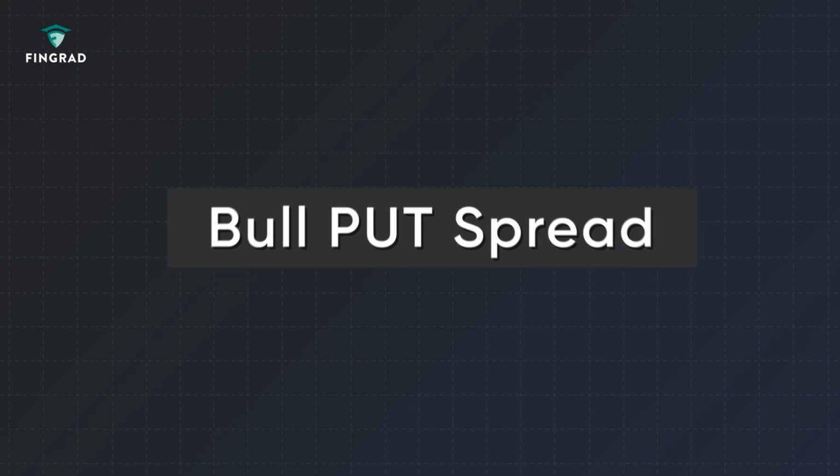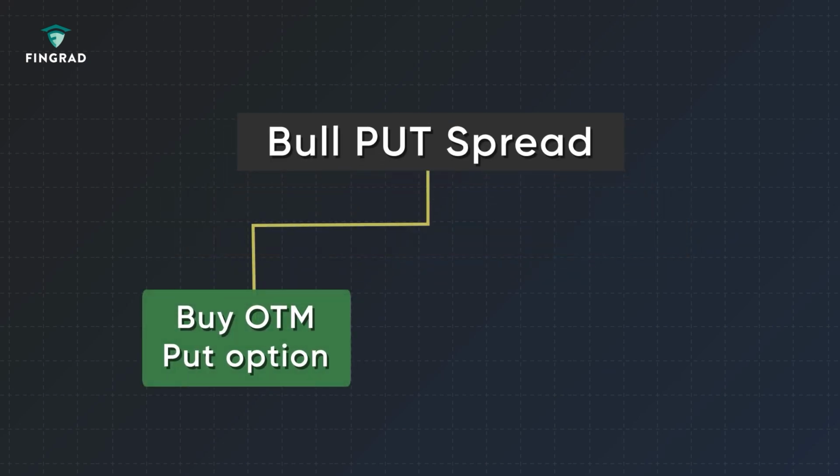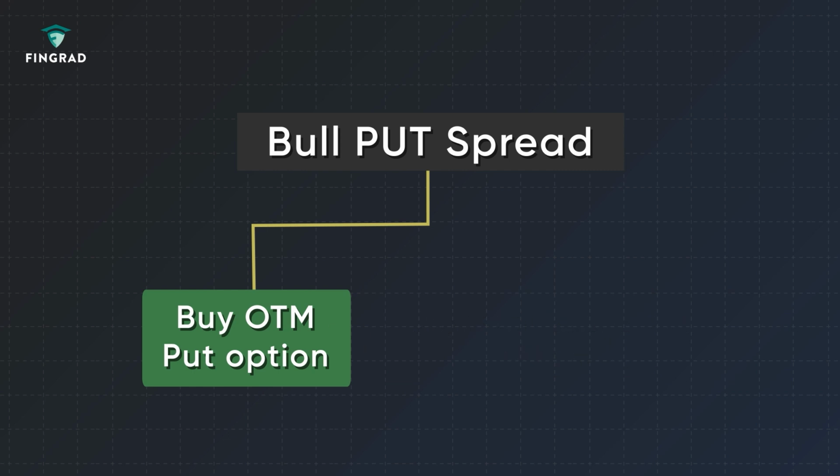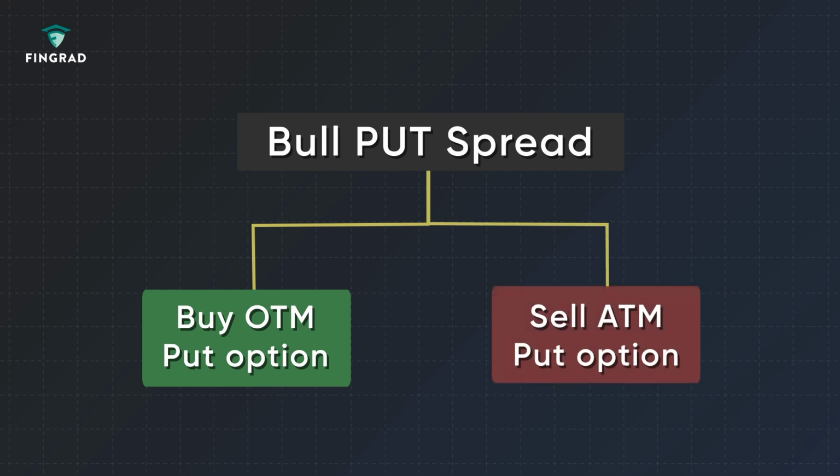In this strategy, for starters, you buy one out of money put option. Now, why do you buy first? You always buy first when you want to reduce the margin which is required to sell or write an option. So, for starters, you buy one out of money put option. Now, what is the second leg? In this case, the second leg is that you sell one at the money put option. So that is how a simple implementation of the strategy of bull put spread works.